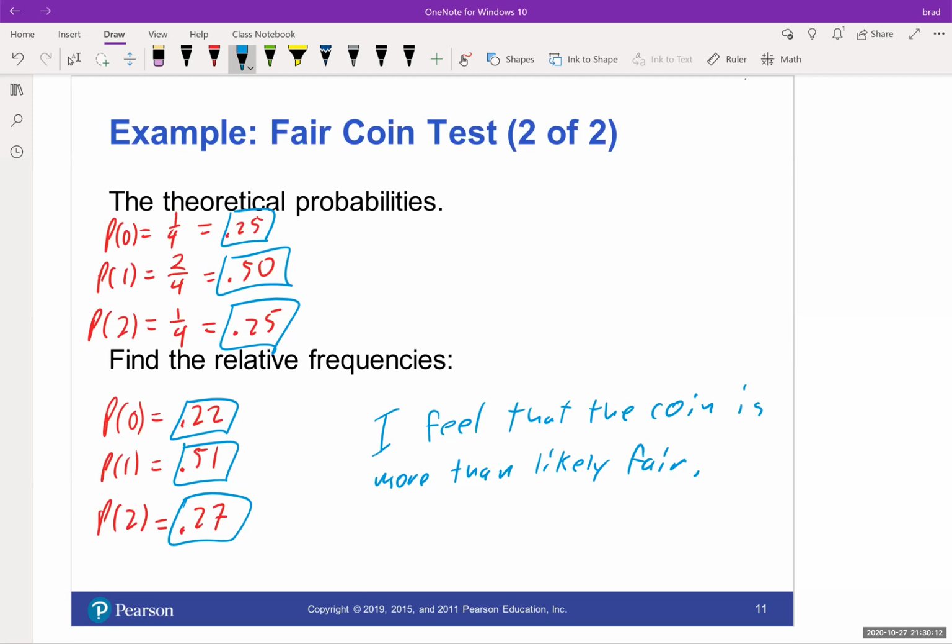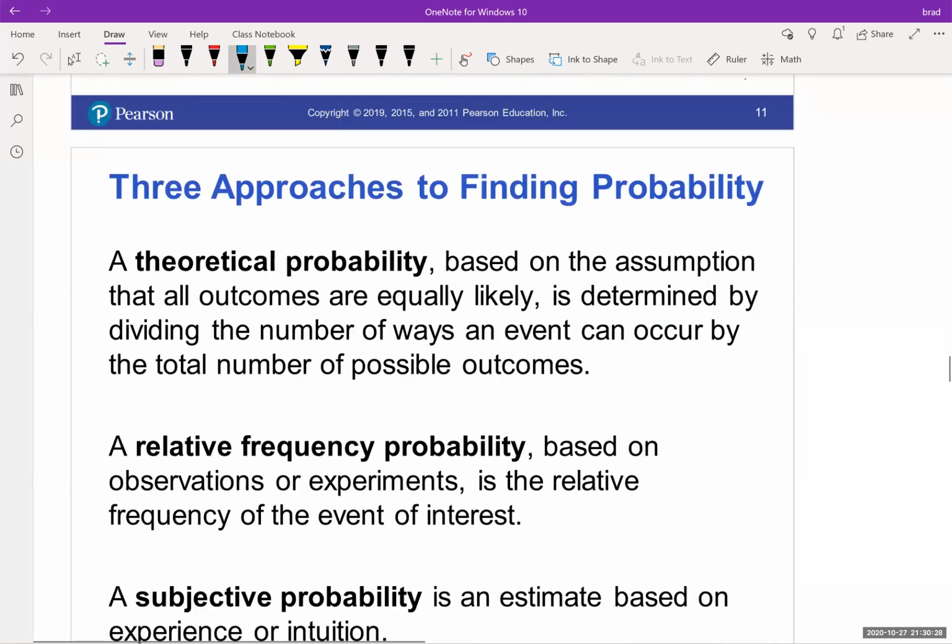That's the whole point of Vegas, they're always going to win, because the theoretical probabilities and the law of large numbers tell them that eventually the probabilities will come true, will show themselves. So even after 100, it was still pretty good.